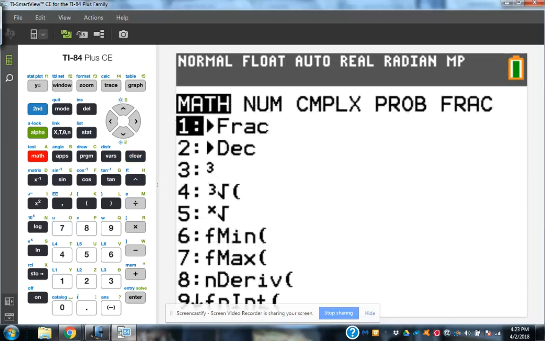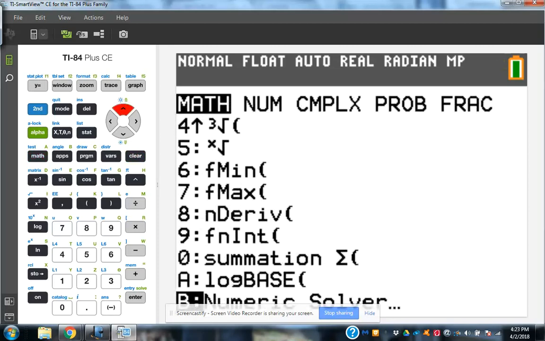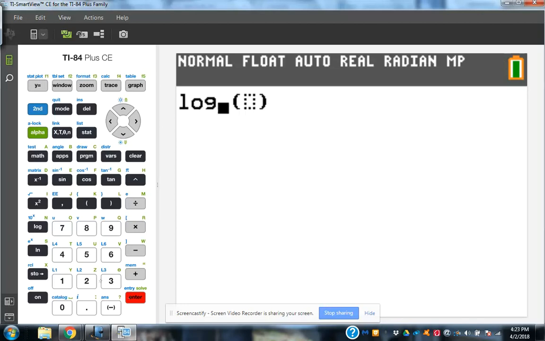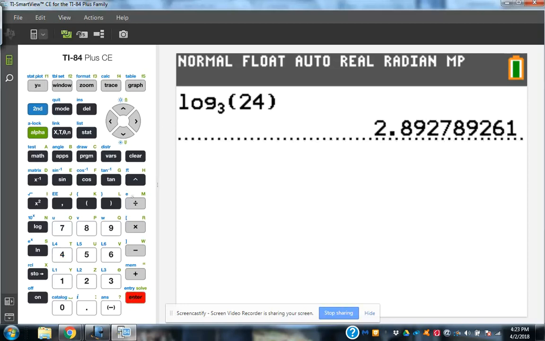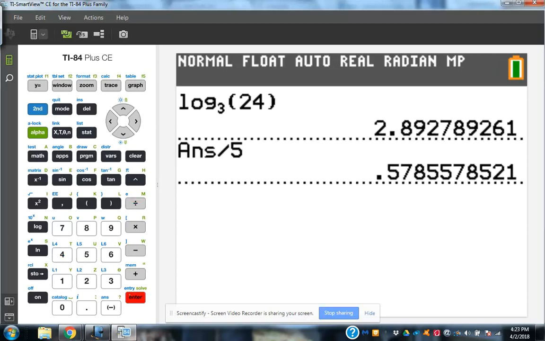You can hit math. This is how I always do it, is math, and then press the up arrow till I get log base, and then type in log base 3 of 24. Get that answer, and I'm dividing that by 5. We'll go 4 decimal places here. 0.5786.